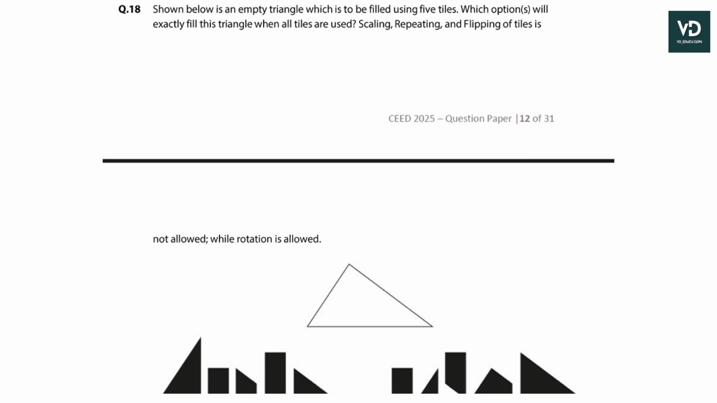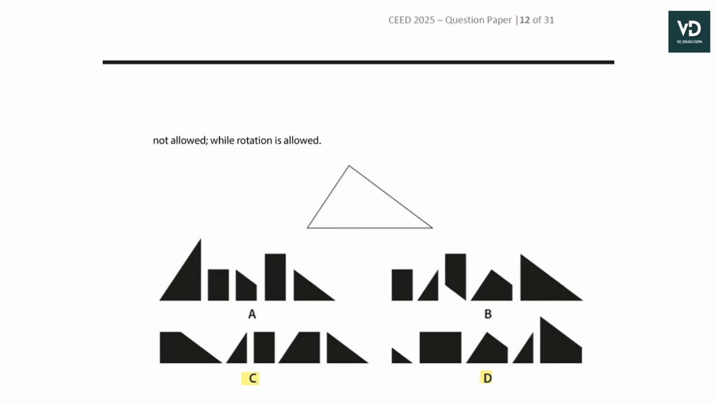18th question. Shown below is an empty triangle which is to be filled using the 5 tiles. Which option will exactly fill this triangle when tiles are used? Scaling, repeating, flipping of a tile is not allowed, while rotation is allowed. So the correct options will be C and D. Here we can see we can arrange these shapes like this, this will be arranged here like this. Okay, and the second tile is arranged like this. This will be this part, and this will be this part, and this rectangle part will be this one.